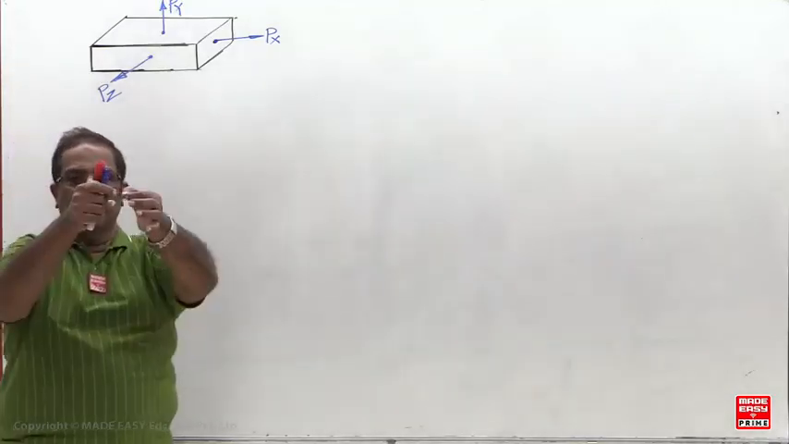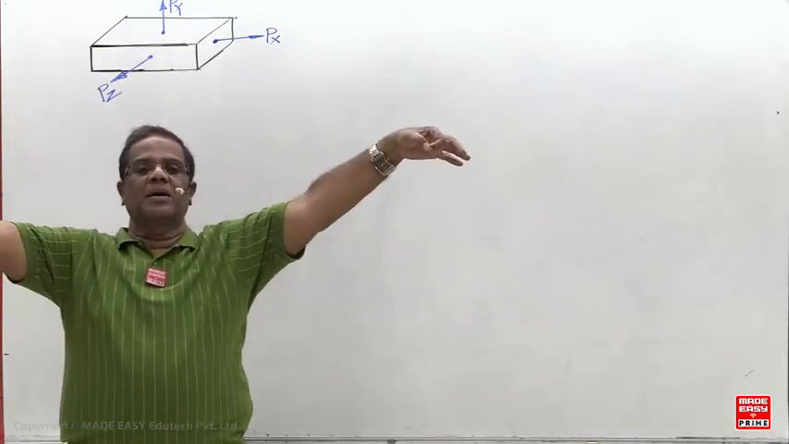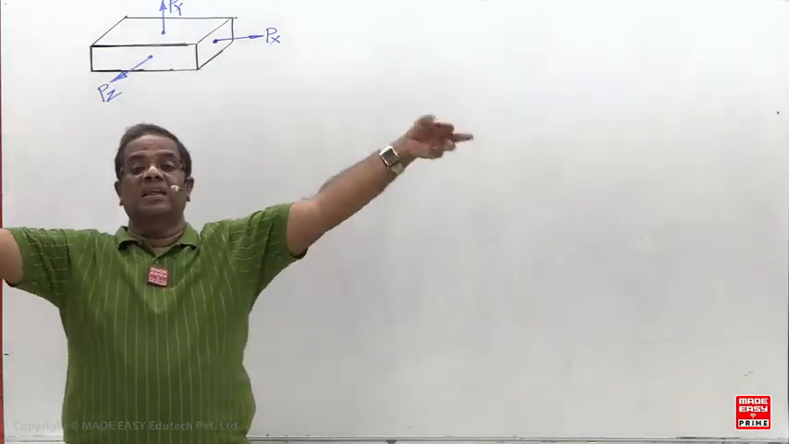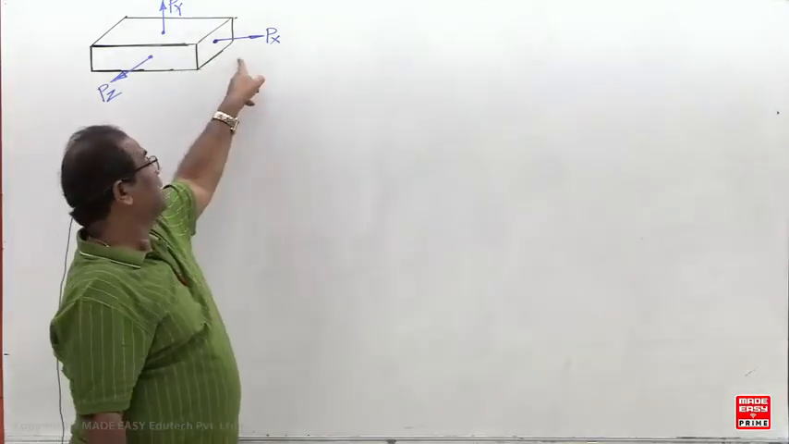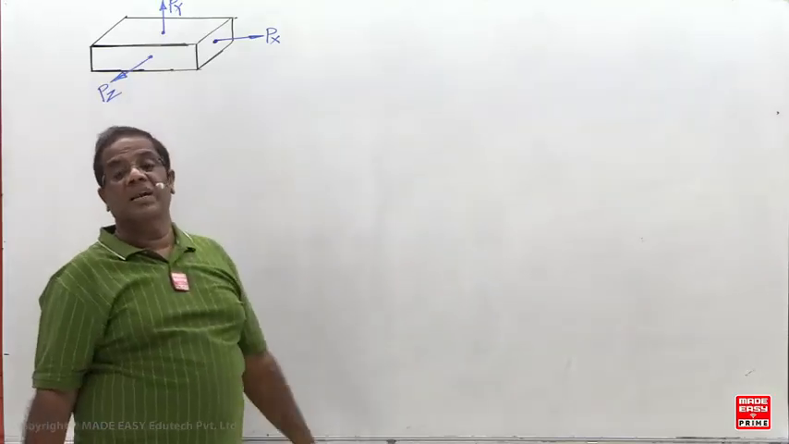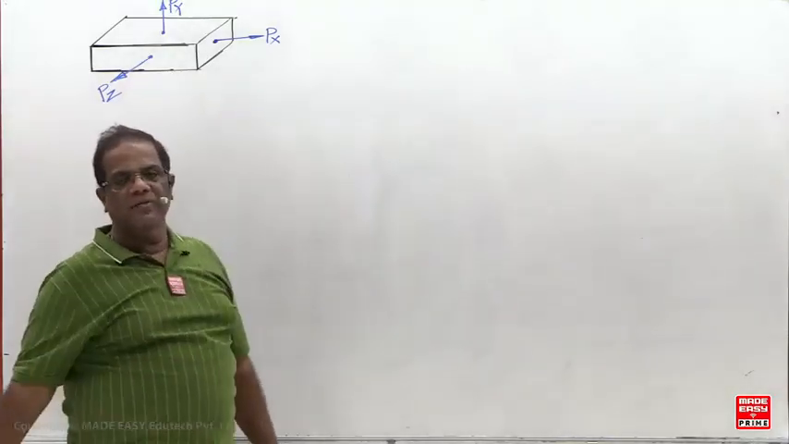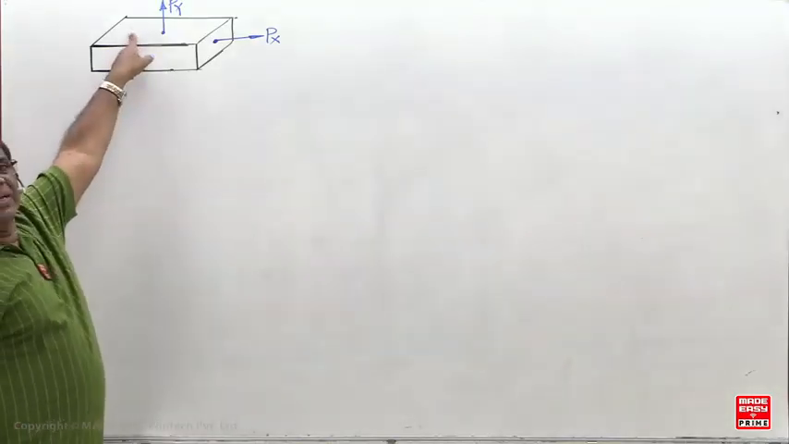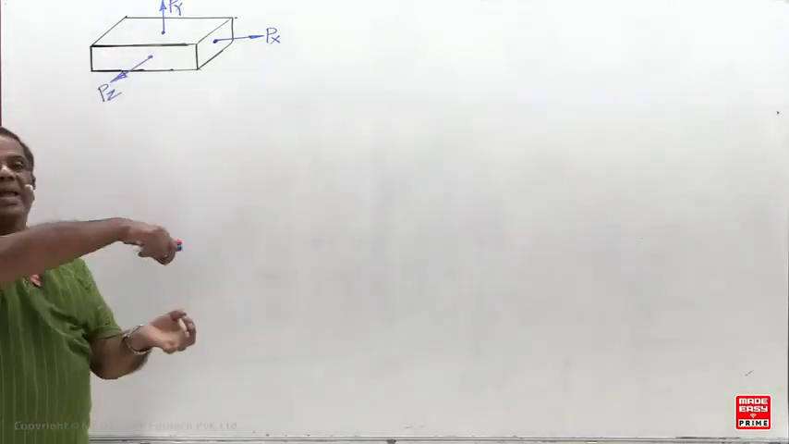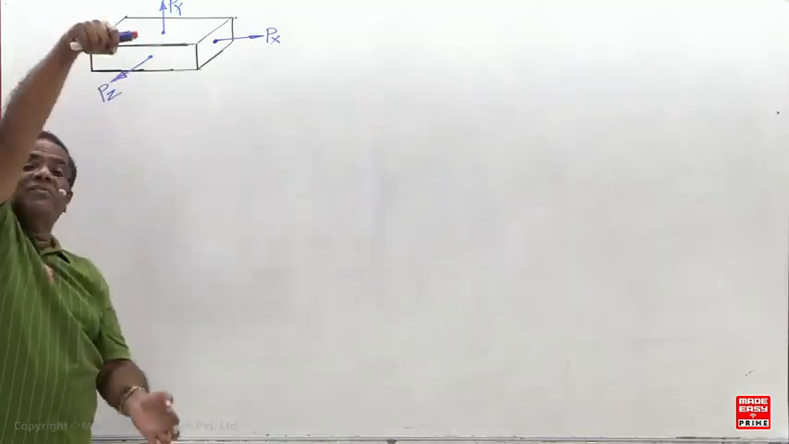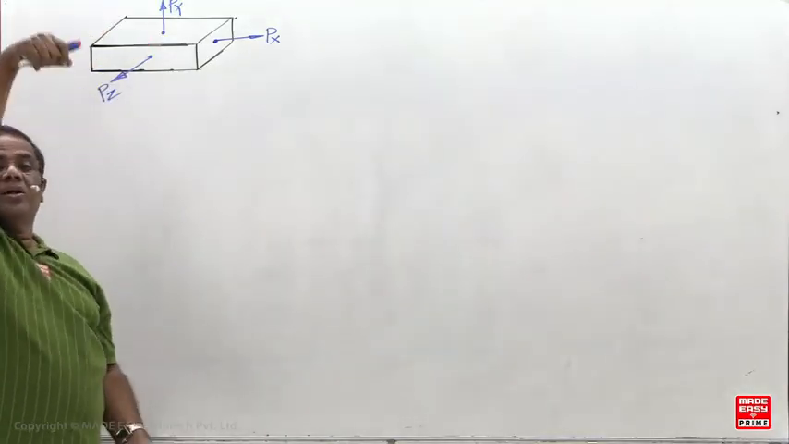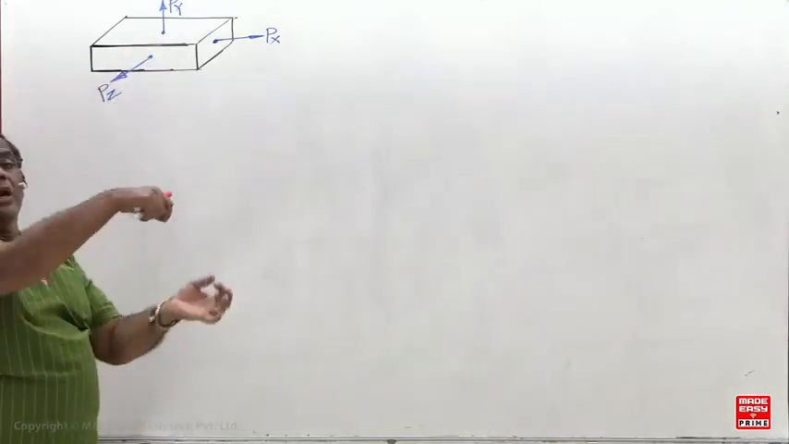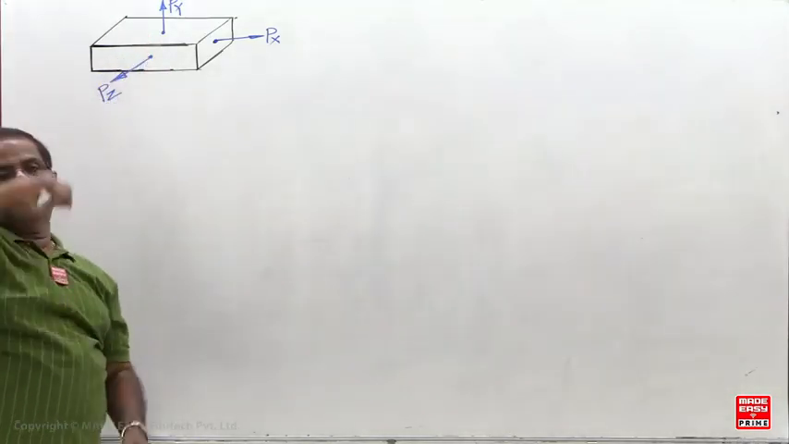Only Px is there. When only Px is there, what happens? Uniaxial. Then what is the Young's modulus? Ex is equal to sigma x upon longitudinal strain in x direction. Similarly, when only Py is there, these two are 0. It is uniaxial. When load is acting only in one direction, it is uniaxial. So in that case, Ey equal to what? Sigma y upon longitudinal strain in y direction.